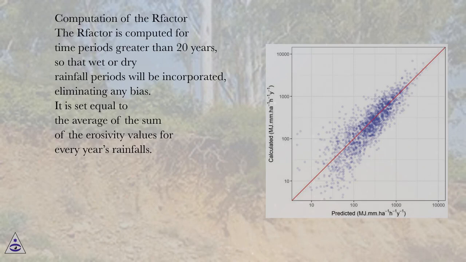Computation of the R-factor. The R-factor is computed for time periods greater than 20 years, so that wet or dry rainfall periods will be incorporated, eliminating any bias. It is set equal to the average of the sum of the erosivity values for every year's rainfalls.